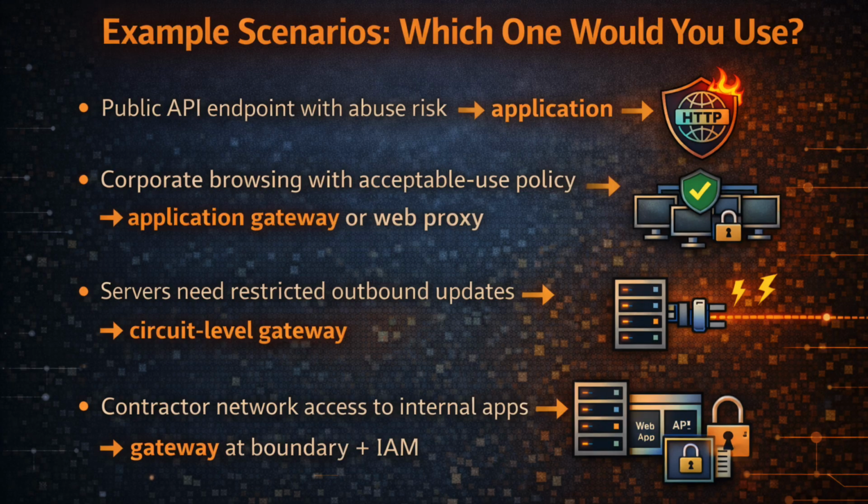For a contractor network, you often place a gateway at the boundary to internal applications, require strong identity controls, and apply least privilege rules. Notice what we're doing. We're choosing based on threat model and needed visibility, not because one gateway is better universally.